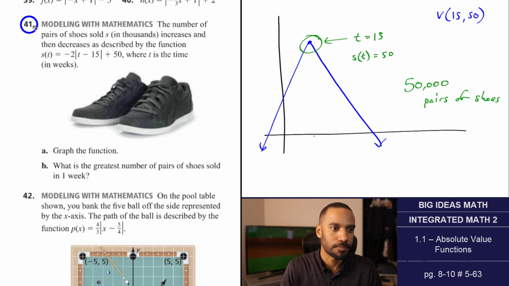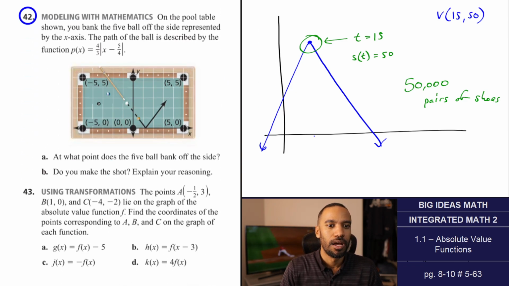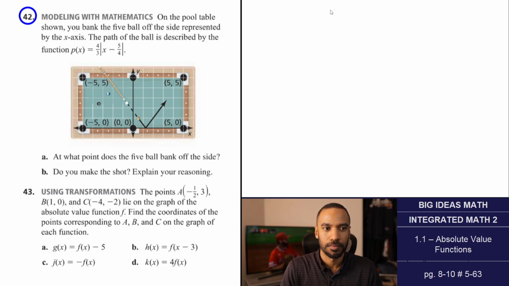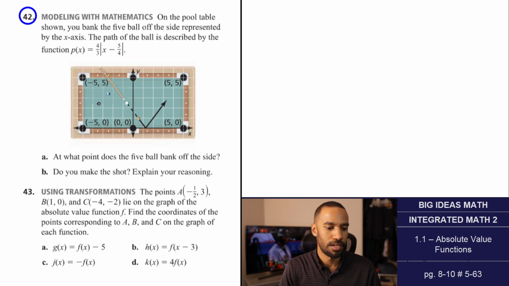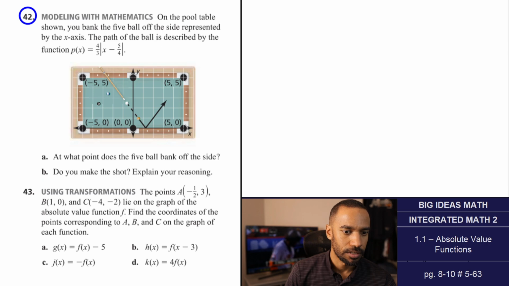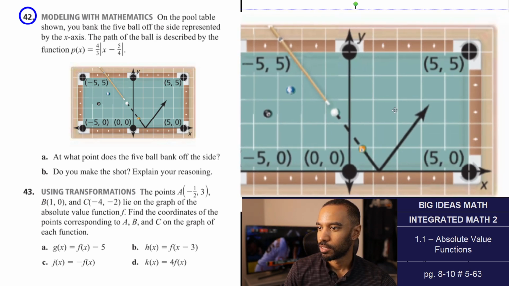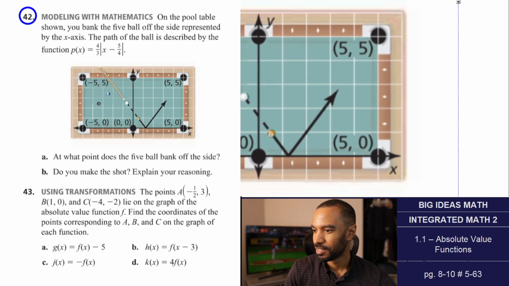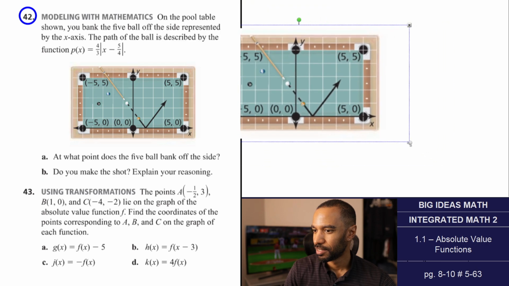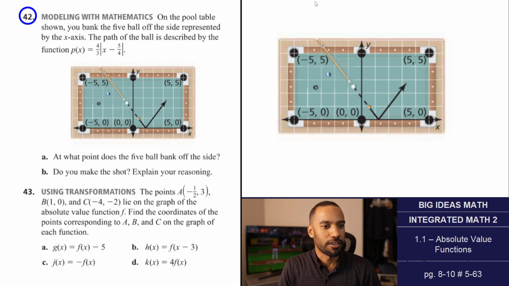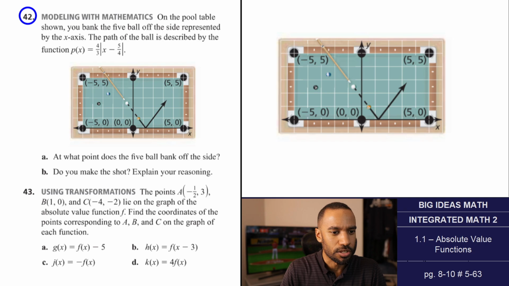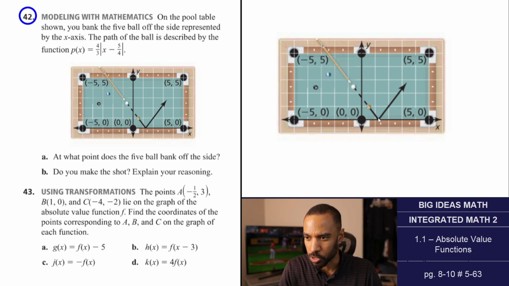All right, number 42. On the pool table shown, you bank the 5 ball off the side represented by the x-axis. The path of the ball is described by the function p of x equals 4/3 times the absolute value of x minus 5/4. Okay. Hopefully I don't have to do too much with that. At what point does the 5 ball bank off the side?